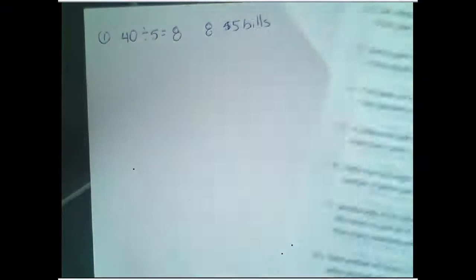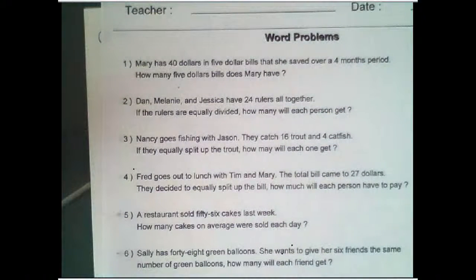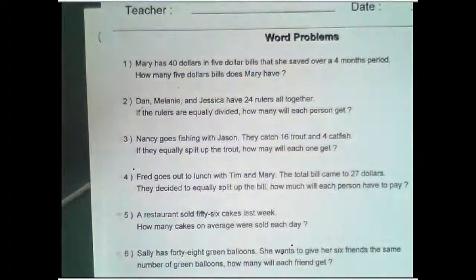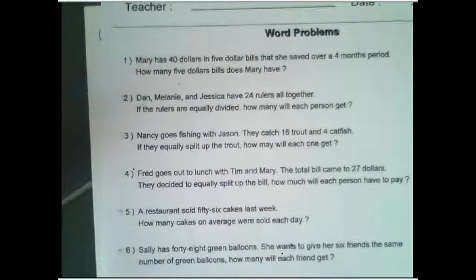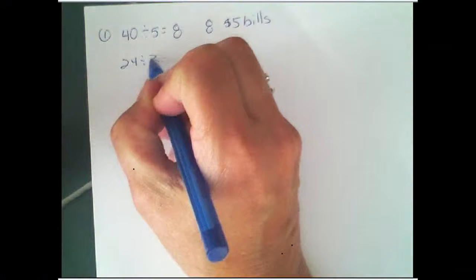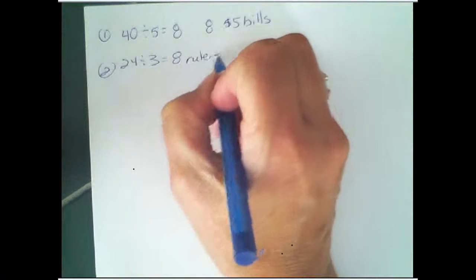Problem 2. Dan, Melanie, and Jessica have 24 rulers all together. If the rulers are equally divided, how many will each person get? We need to count to see how many people there are that we are dividing things into. Dan, Melanie, and Jessica make 3 people. We have 24. We're going to take 24 divided by 3, and we would have 8 rulers per person.